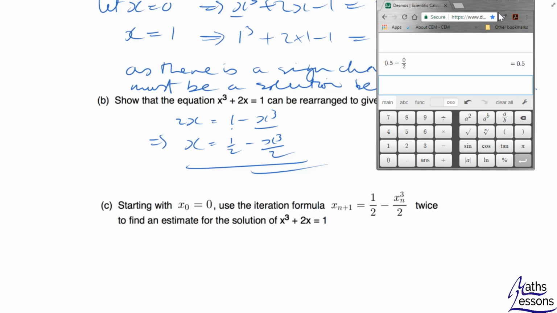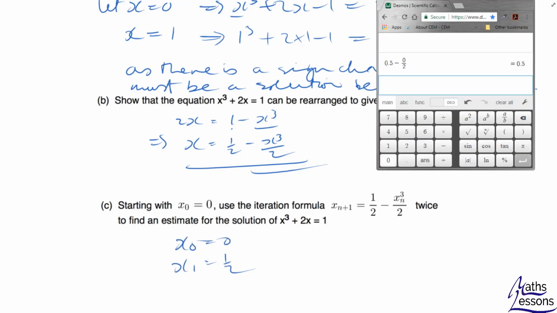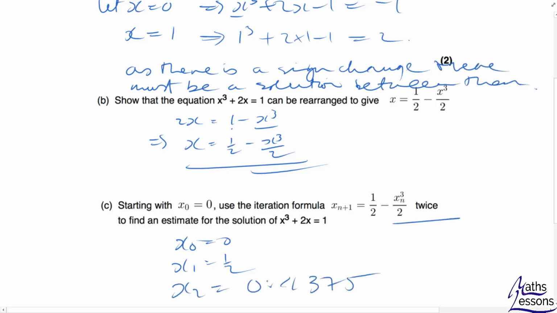So we've got x0 equals 0, x1 equals half. And if we then take our answer, so we do 0.5 minus our answer to the power of 3, divide by 2, and that gives us 0.4375. And it says do it twice, so that is our final answer.